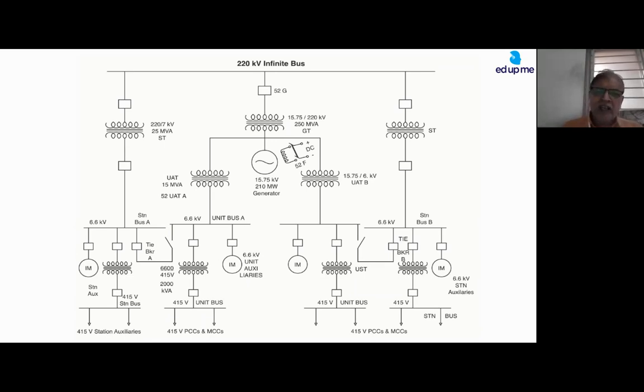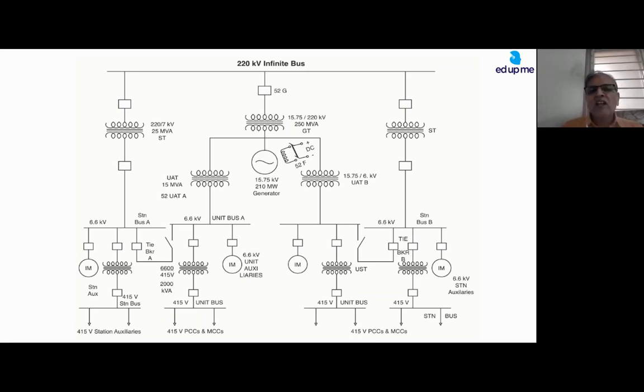Many heaters are there. The oil is required to be heated, because the viscosity is not very good for conveying it from one place to another place. So many, many auxiliaries are there. Many people are working to run this power plant. So this is there. Now, when the generator trips, the power is not coming to the 6.6 kV bus.